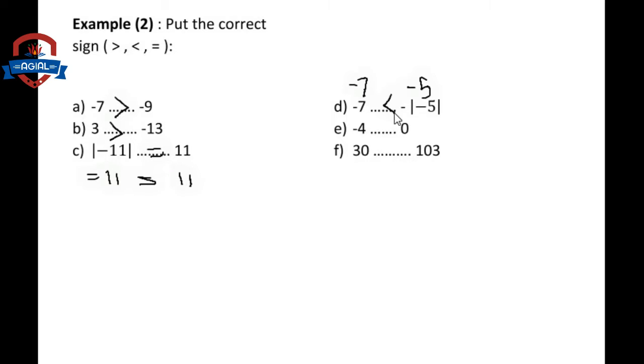Letter E, and negative 4 is what? 0. Negative 4 is what? 0. Negative 4 is less than 0.